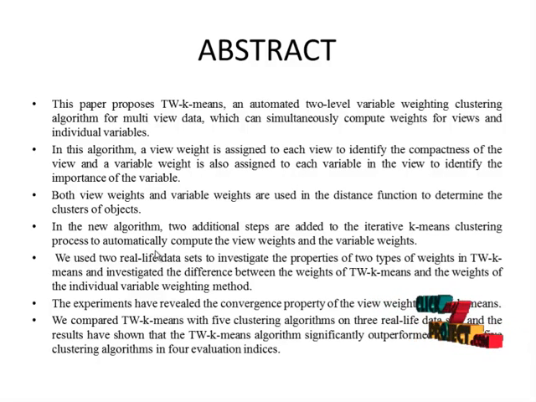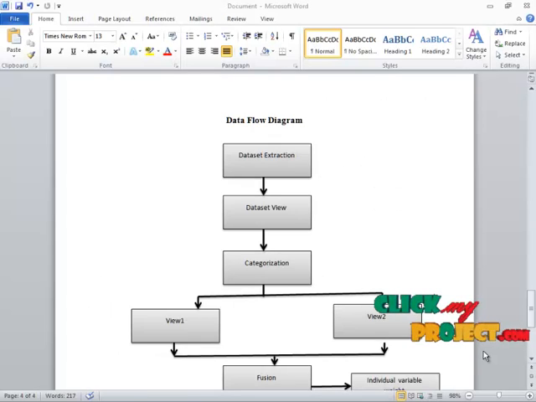Let's see the flow diagram of our project. Let's see the data flow diagram of our project. Here we use a data set. The data set we used is an image segmentation data set, and we are extracting the data set, and after the pre-processing stage and everything, the data set information will be viewed by a user.